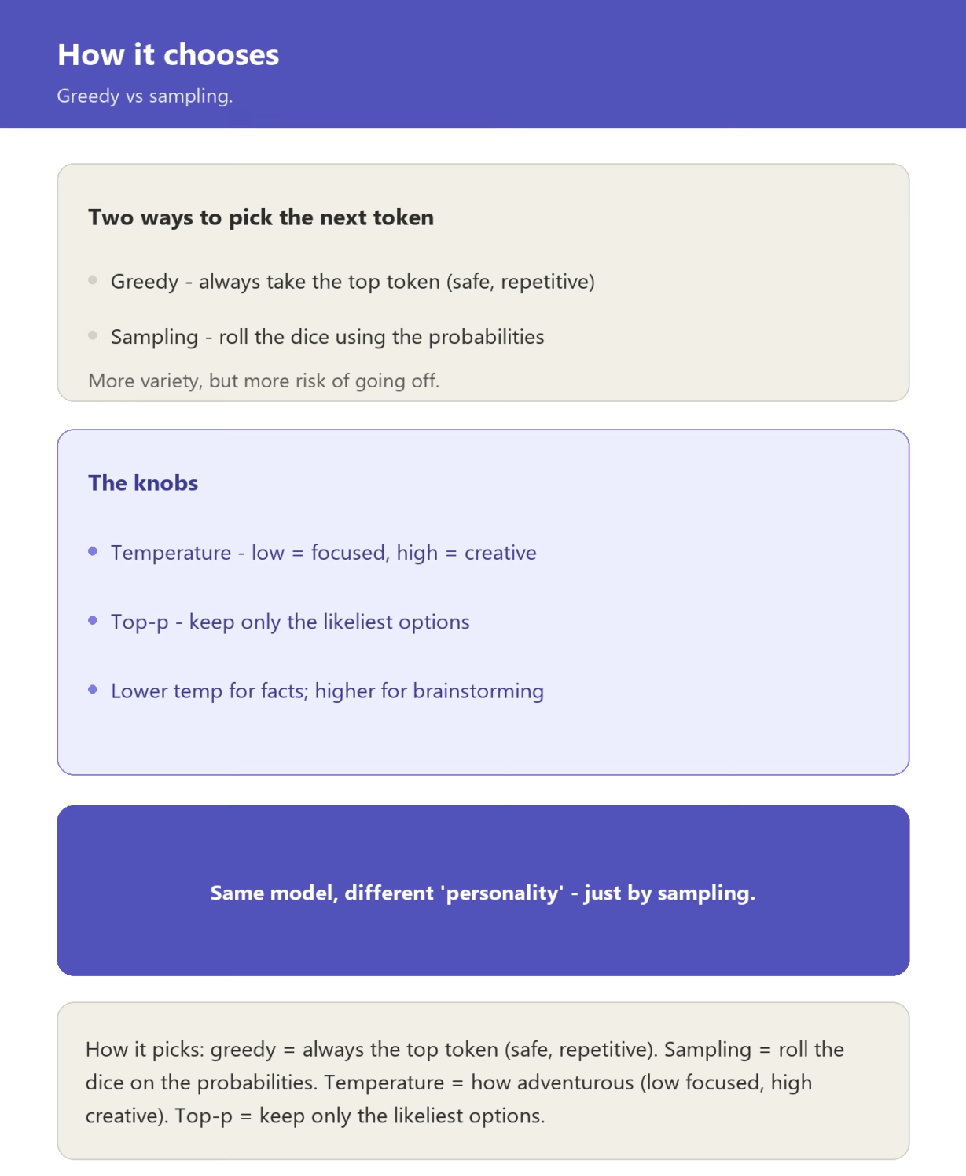But how does it pick? With greedy decoding, it always takes the top token: safe, but repetitive. With sampling, it rolls the dice using the probabilities. Temperature controls how adventurous that is: low temperature is focused and predictable, high temperature is creative but riskier. Top P keeps only the most likely options to choose from.